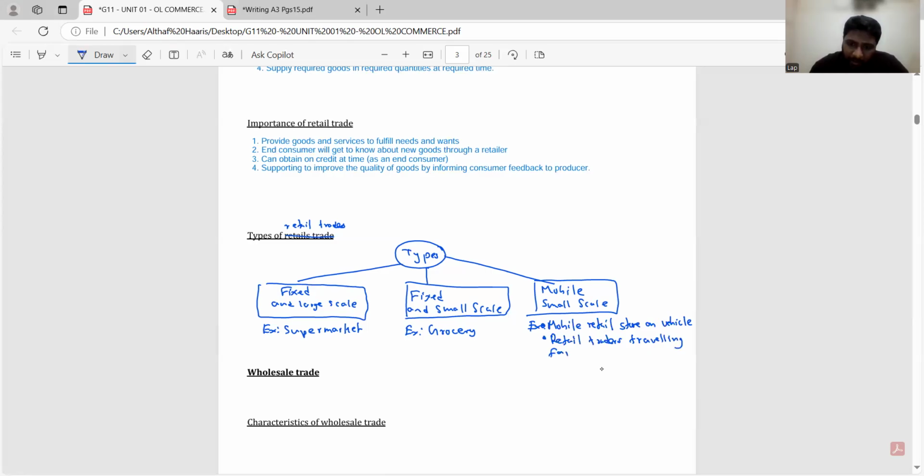Fair to fair, meaning from pola to pola. Certain people, what they will do: one day maybe in Mount Lavinia Pola, another day Dehiwala Pola, another day maybe Angulana Pola. Likewise, they will move fair to fair, not in one place. Place by place, they'll take the items, put them, and sell them.